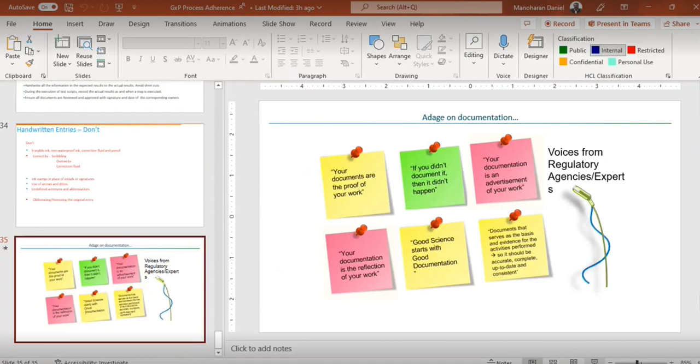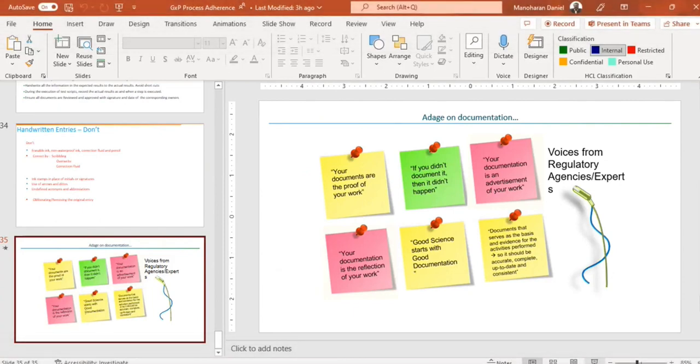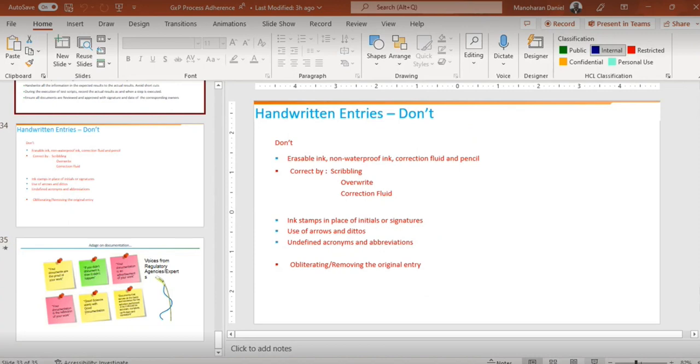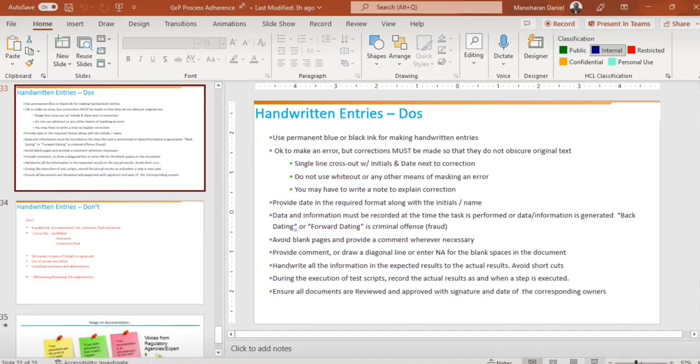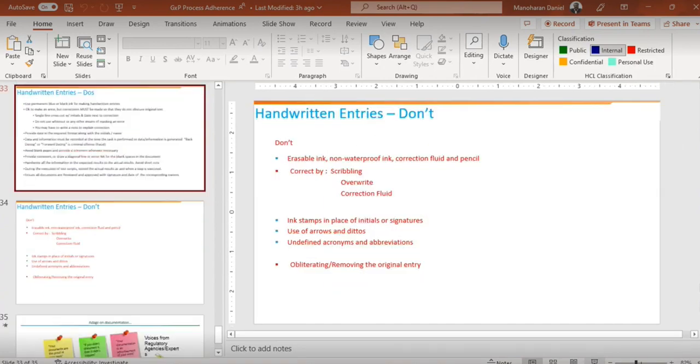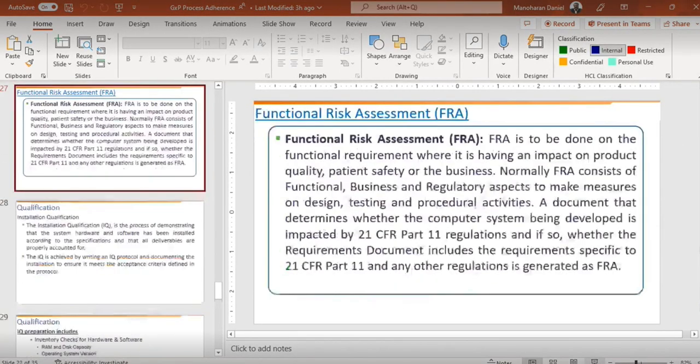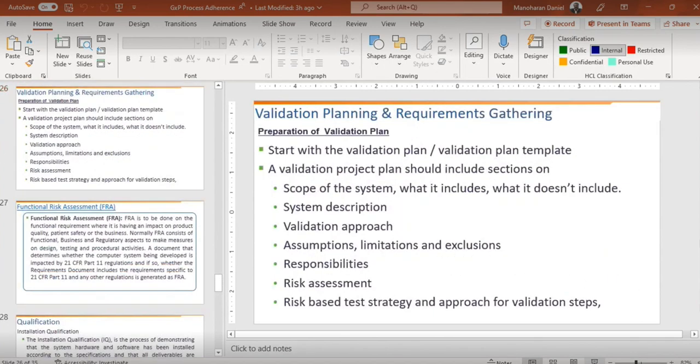So, to summarize, why documentation? These are the voices from different regulatory agencies and experts: your documents are the proof of your work. So definitely we need to document what we are doing, and there should be objective evidence along with any activities that you perform. That is where more emphasis is given on the documentation side. And now, after all this automation has come, slowly they are trying to move towards computer system assurance.